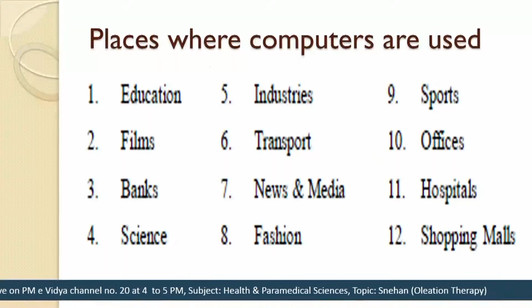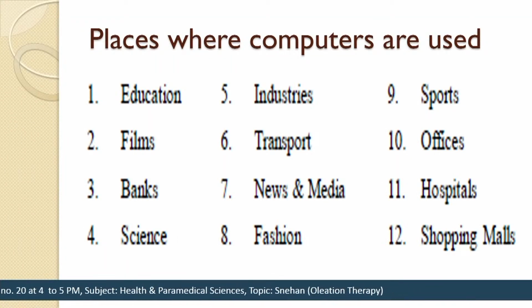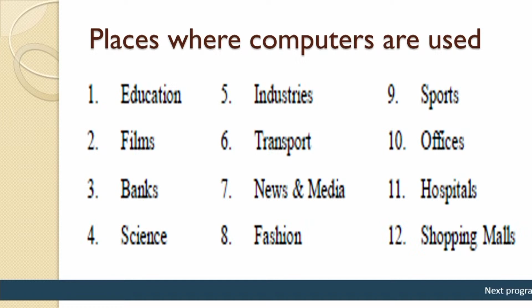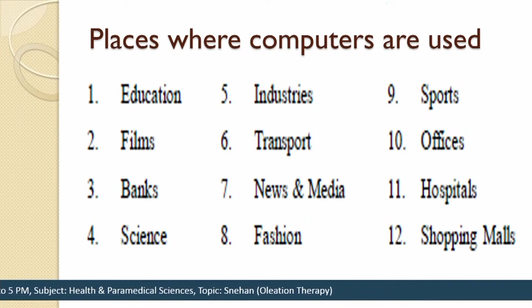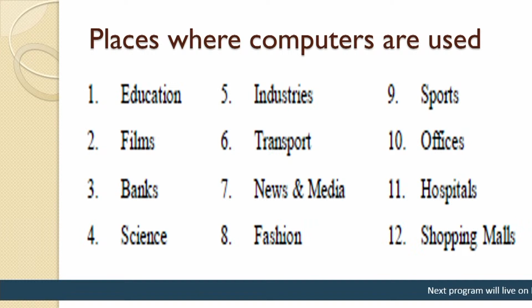The first sector is the education sector. Here with the help of a computer we can know about various subjects of our interest, and with the advent of artificial intelligence we can do education work more efficiently. Next there is the film industry where the computer is used.